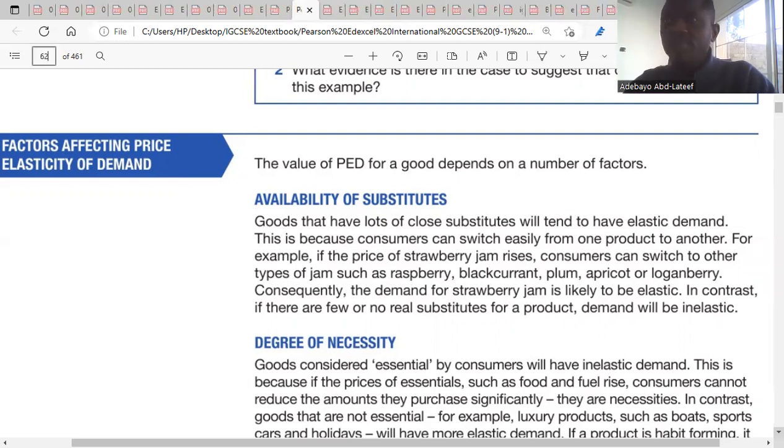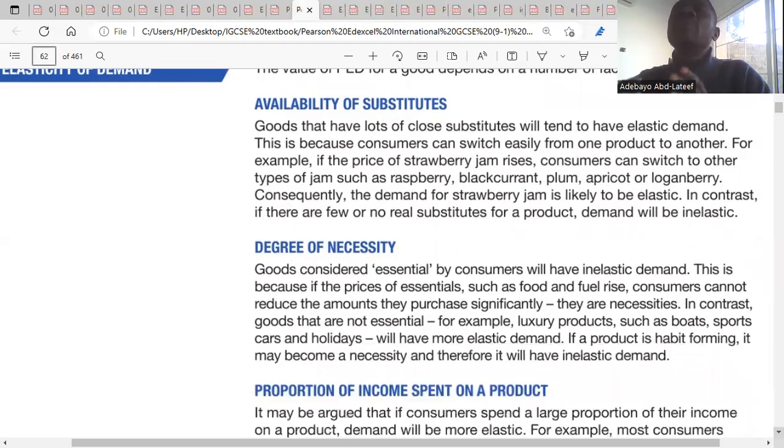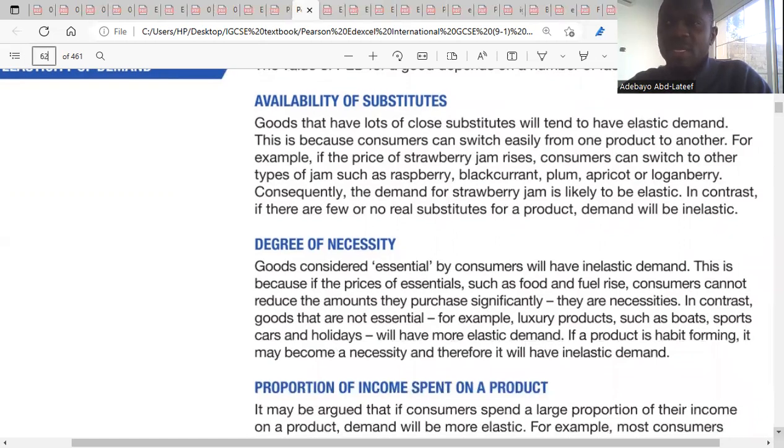Is it clear? The second one, degree of necessity. Then we're talking about goods that are considered essential. If goods are considered essential, important to well-being, the demand for such products will be price inelastic because consumers cannot reduce the quantity they buy.